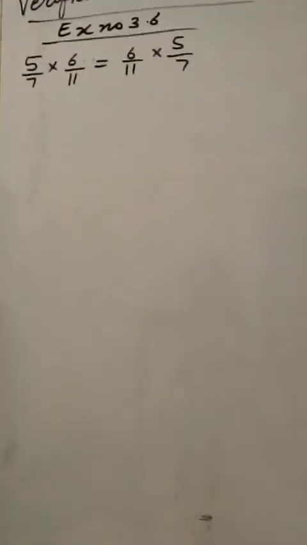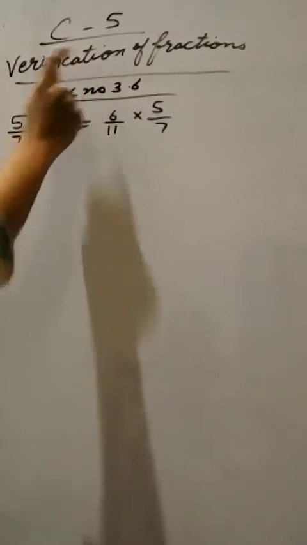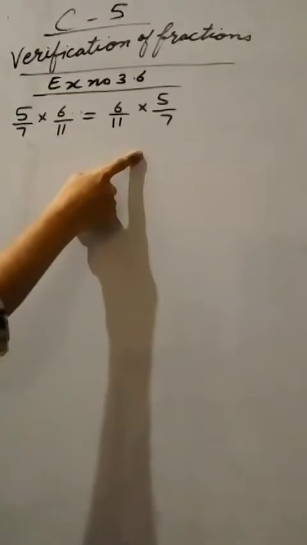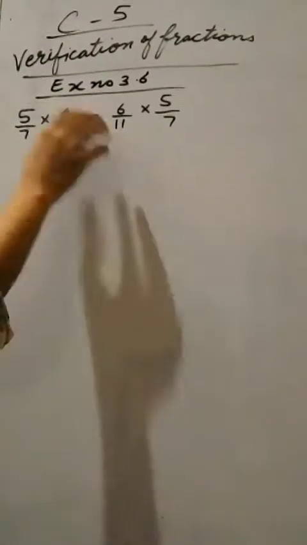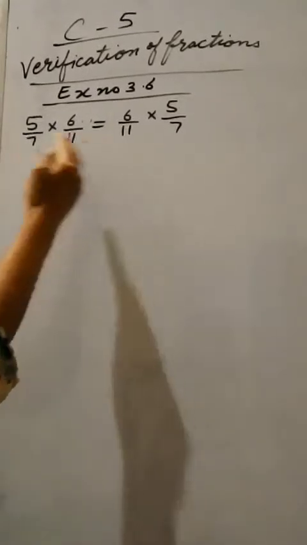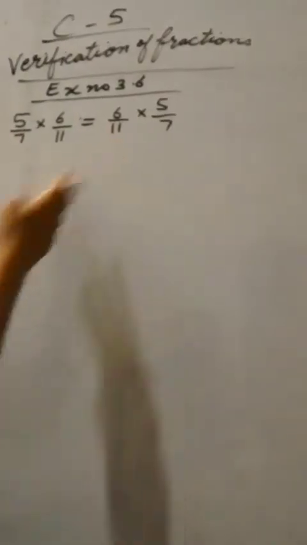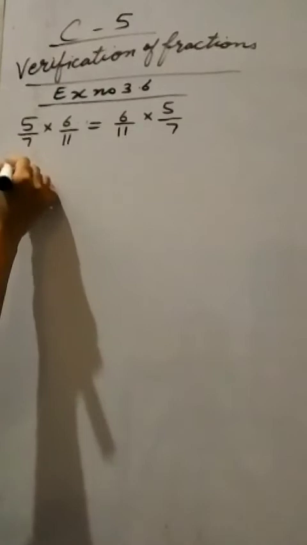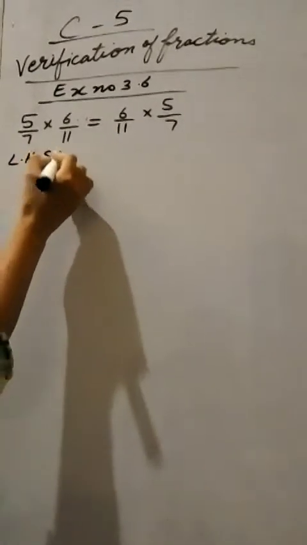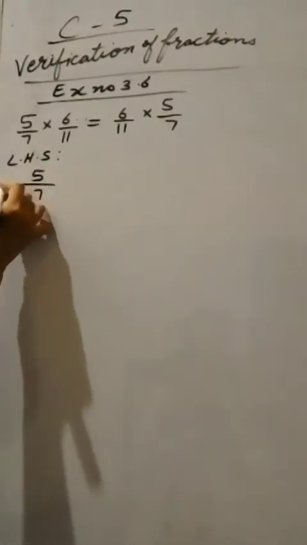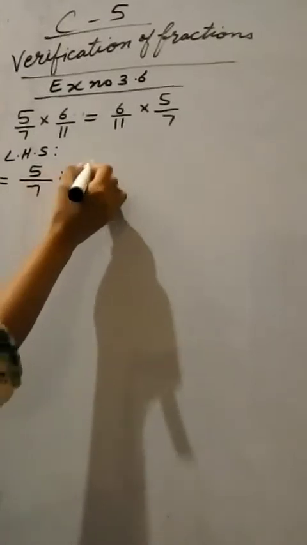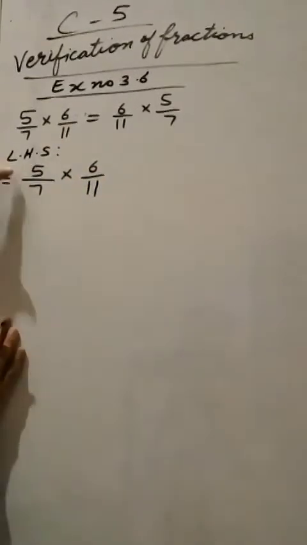Verification of fraction. Verification means you need to prove the left hand side must be equal to the right hand side. So it means your answer must be proved by the left hand side and the right hand side. First of all, we have to take the left hand side, and the left hand side is 5/7. Put the equality sign, then you need to write this as your fractional value, numerator and denominator.